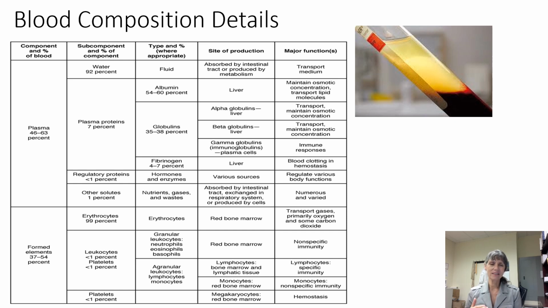Remember that formed elements include things like red blood cells, white blood cells, and platelets, and those are produced by the bone marrow and sometimes further matured or produced in lymphatic tissue as well. So this is a nice chart. It shows you where things are made and what their functions are and what the percentages of things are in blood that you'll find.